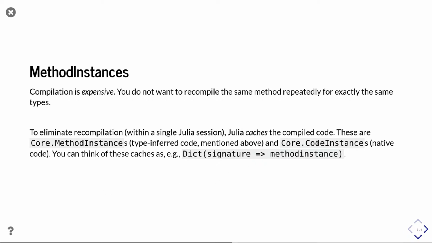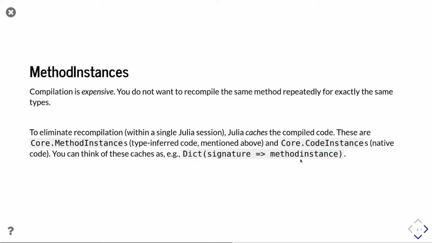And then as it moves all the way towards native code, it saves things in a structure called code instance. And basically, you can think of these caches really as essentially the method instance cache, especially as if it were sort of a dictionary mapping signatures, meaning you know which function you want to call and you know the argument types that you want to apply it to, but you don't know where it is otherwise. So this would be a mapping from the signature of the function to a specific relevant method instance, basically.